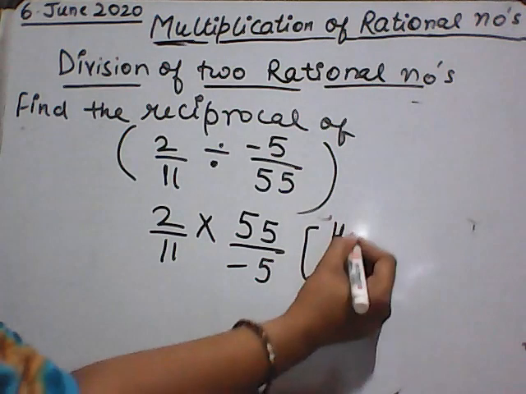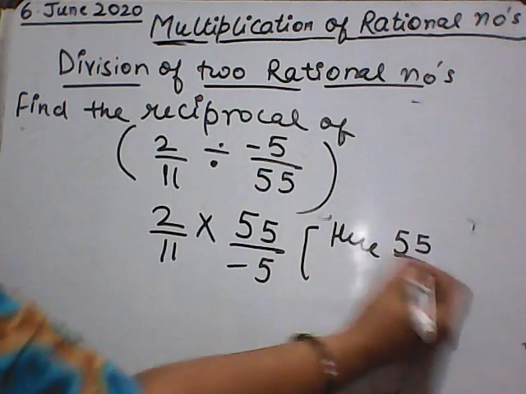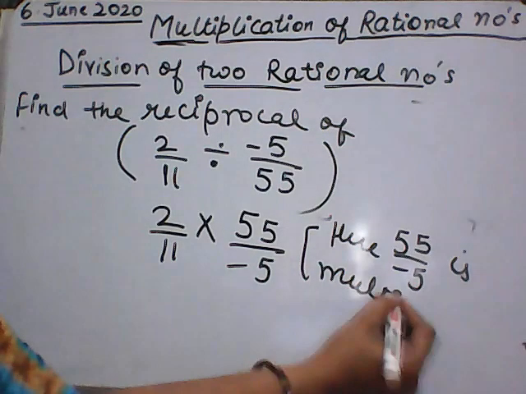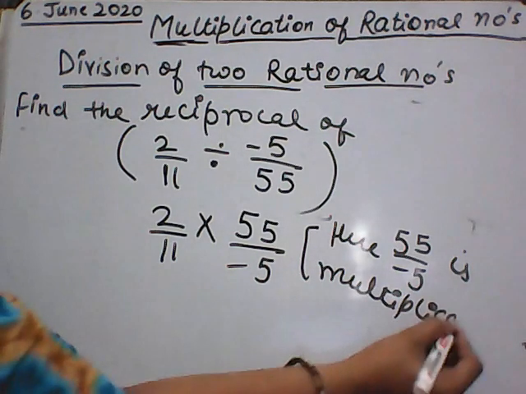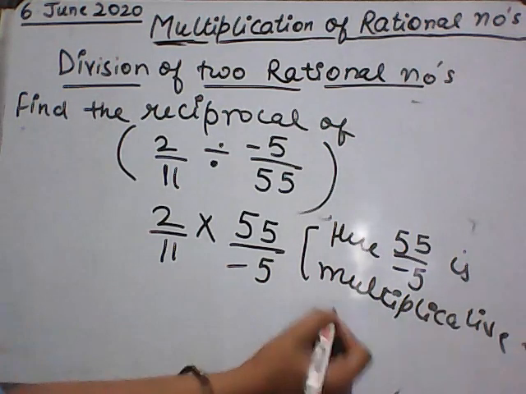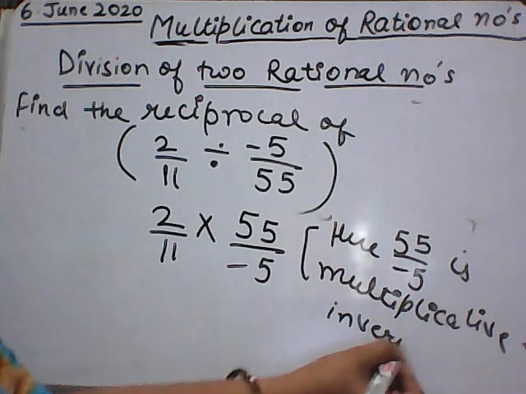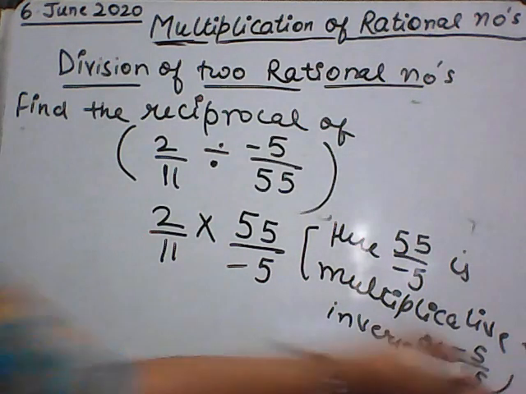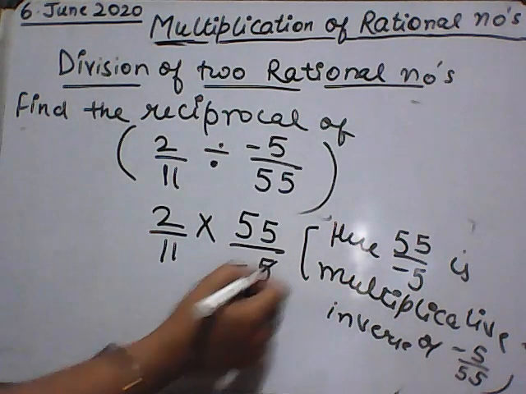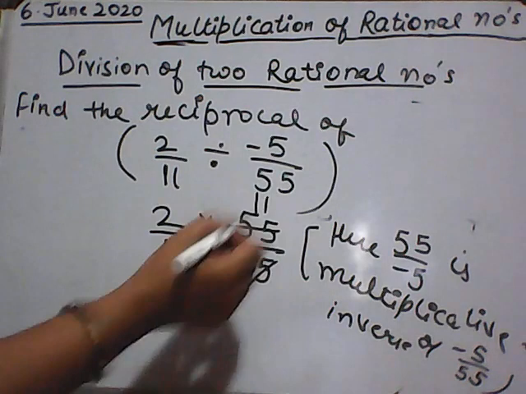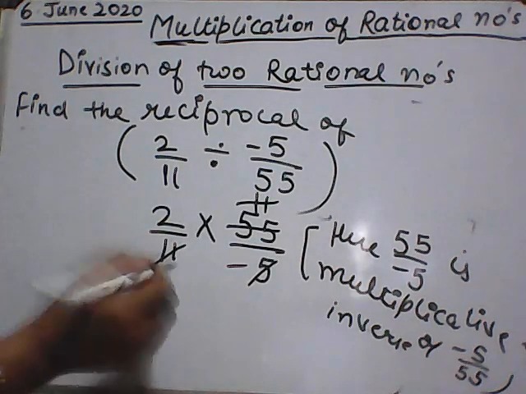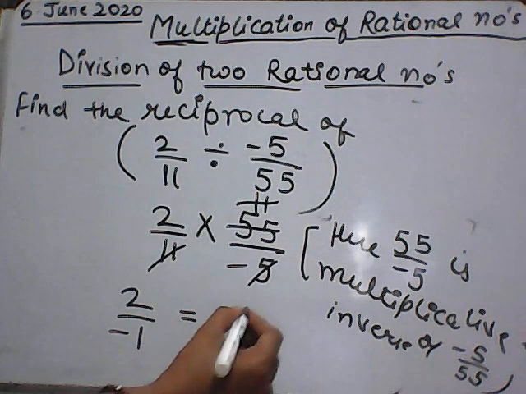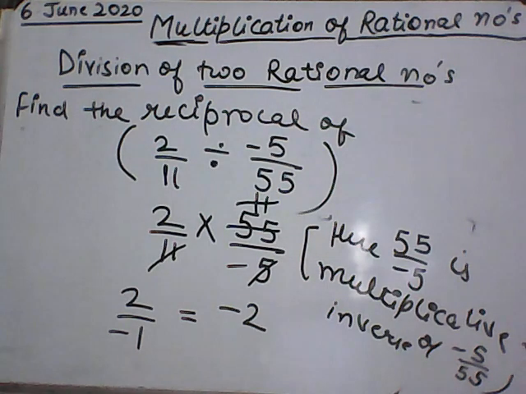Here 55 divided by minus 5 is the multiplicative inverse, or you can say the reciprocal, of minus 5 by 55. Now 5 is cancelled out with 55, 11. 11 is cancelled out with 11. We get 2 divided by minus 1, or you can say minus 2.